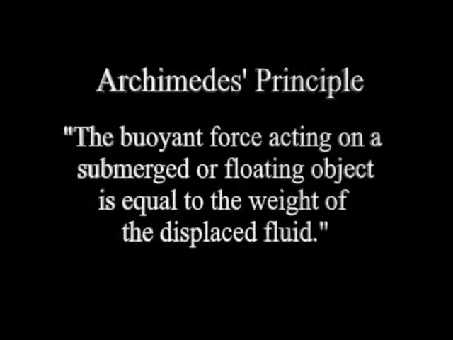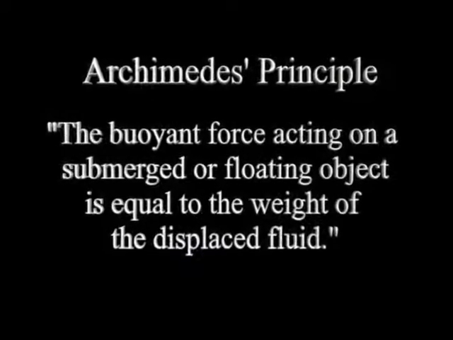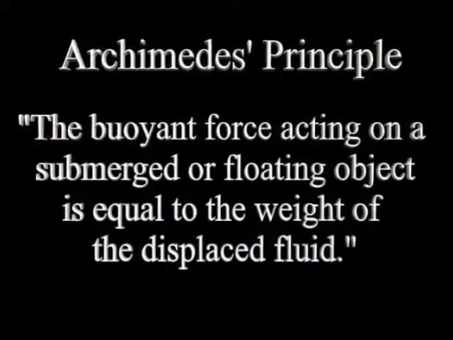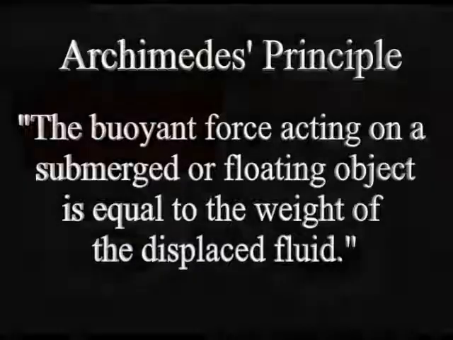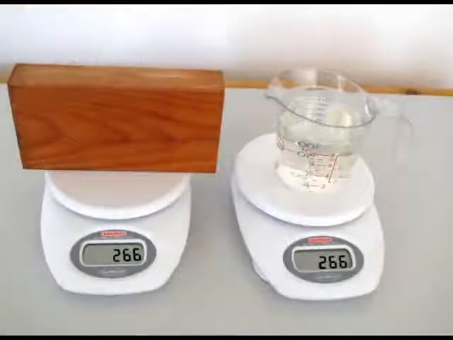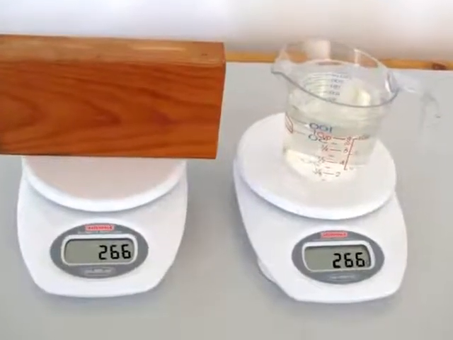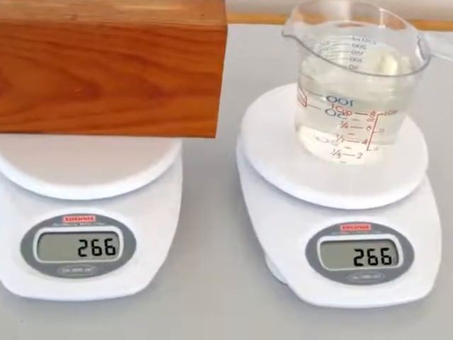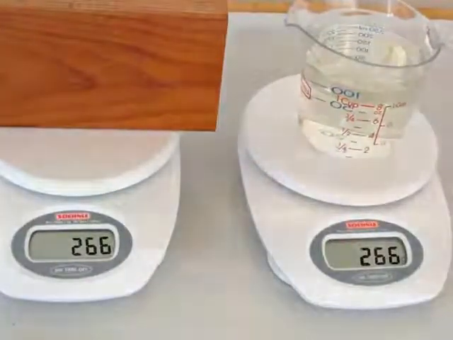This is Archimedes' principle. The weight of the displaced liquid equals the weight of the floating object. Or, more precisely, the buoyant force acting on a submerged or floating object is equal to the weight of the displaced fluid. Our floating wooden block weighs 266 grams. The water displaced by the floating block also weighs 266 grams. We know that the floating wood block displaces its own weight in water.